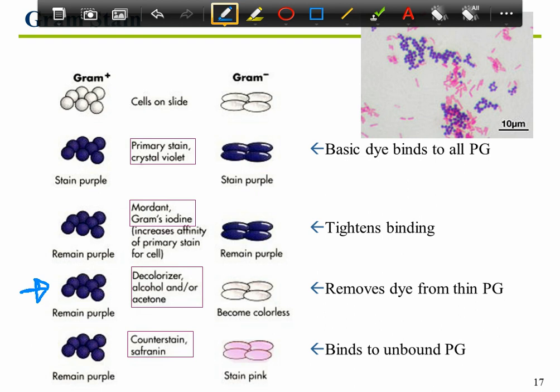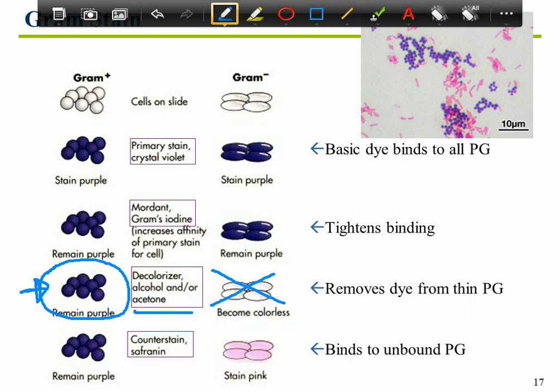The next one is the decolorizer. All right, you can use alcohol, you can use acetone. We use a 50-50 alcohol-acetone mixture. We only decolorize for about 5 to 8 seconds usually. Now that time is critical because in that time period, the decolorizer will remove the crystal violet from the gram-negative, but it's not on there long enough to remove the crystal violet from the gram-positive. The gram-positive retain the crystal violet, the gram-negative lose the crystal violet.